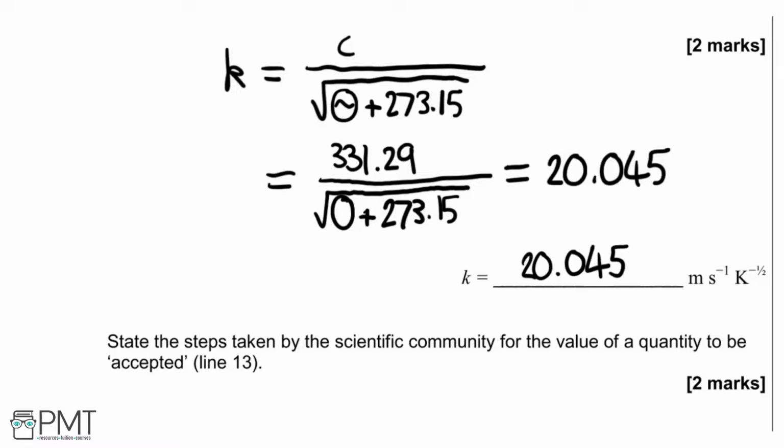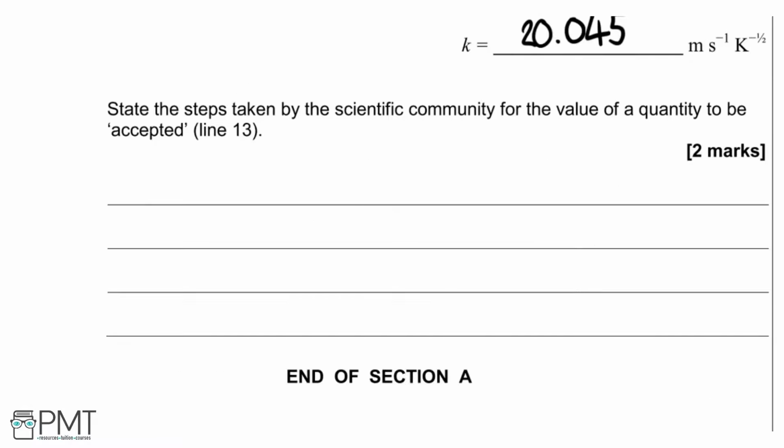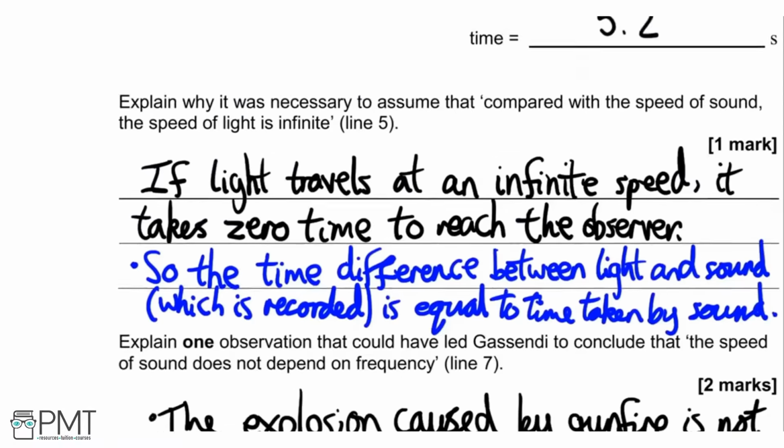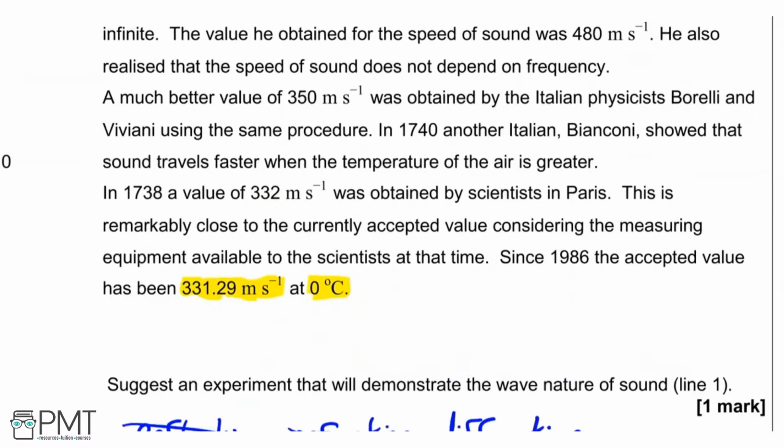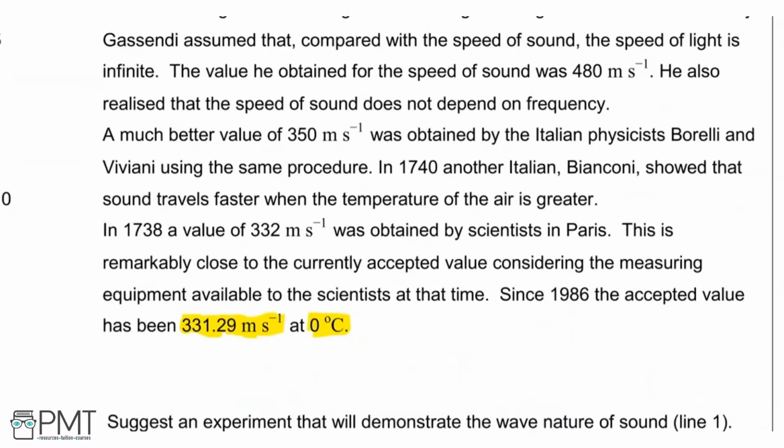It's always worth double checking that it's okay to put the value in degrees Celsius rather than Kelvin. State the steps taken by the scientific community for the value of a quantity to be accepted according to line 13. So let's look back at the text at what line 13 is saying exactly. This is remarkably close to the currently accepted value considering the measuring equipment available to the scientists at that time. Since 1986, the accepted value has been those values that we've dealt with before. So let's go back to our question.